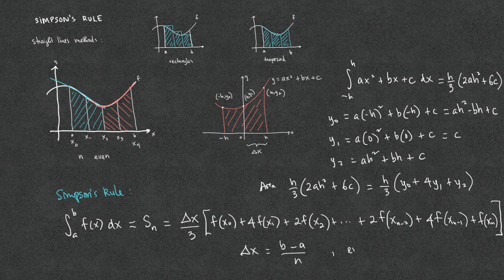The pattern inside the sum is 1, 4, 2, 4, 2, ... and we end with 4, 1. That is 1, 4, 2, 4, 1, or 1, 4, 2, 4, 2, 4, 2, 4, 1, and so on. There is a symmetry there.